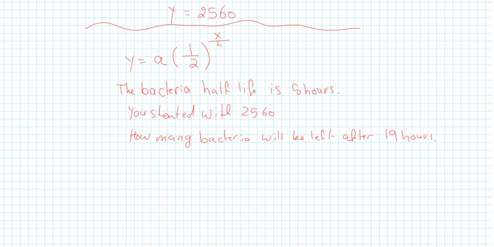Okay? So what goes in for A? And it's half because I know the question says half-life, right? And then x over what goes in for H? 5, because its half-life is 5 hours. So every 5 hours you're going to lose half of them. What would I plug in for x? Because it's asking me how many bacteria will be left after 19 hours.